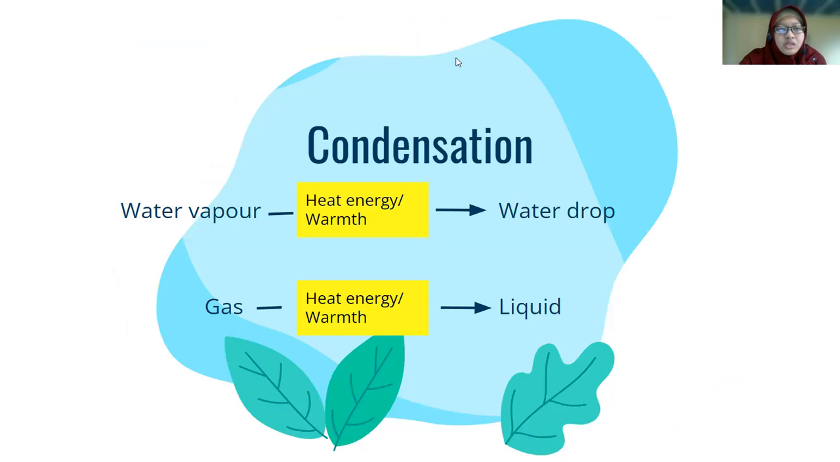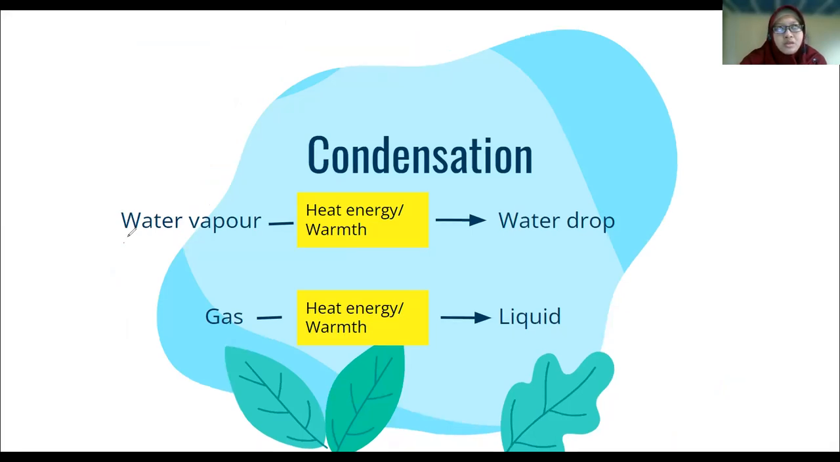Okay, what about condensation? Simply, condensation is the reverse of evaporation. If evaporation is the process of water becoming water vapor, condensation is the process of water vapor becoming water or water drops. I put the minus sign here because the heat energy contained in the water vapor is taken away when it becomes a water drop. So shortly, it is a gas, and when the heat energy is taken away from the gas, it becomes liquid because the arrangement of the particles is getting closer to each other.